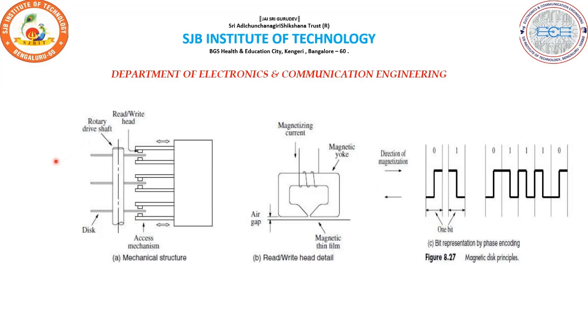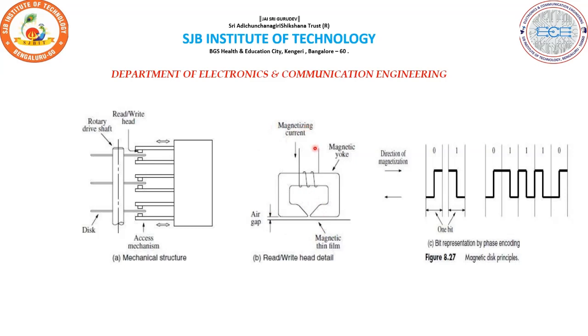So this is the diagram given in the textbook regarding the hard disk, the magnetic disk. This is the spindle, and this is the number of disks connected, and this is the read or write head being connected to the arm, the actuator arm, and this is what the head of the read or write head contains.